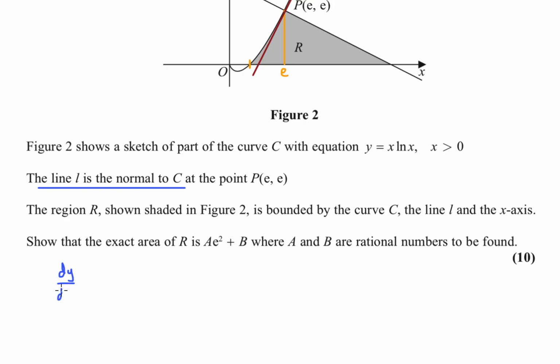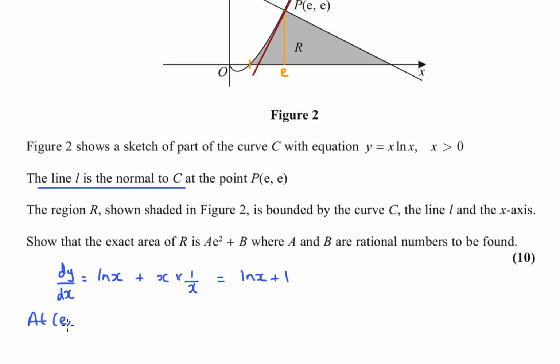Okay, dy by dx. Differentiating this. Now this is a product, so we're going to use the product rule, which says differentiate the first one, leave the second one alone. That's going to be just 1 times ln x. Then plus, leave the first one alone and differentiate the second one. Leaving the first one alone is x. When we differentiate ln x, we're going to get 1 over x. And x times 1 over x just cancels down to 1. So the derivative of the function is actually just ln x plus 1.